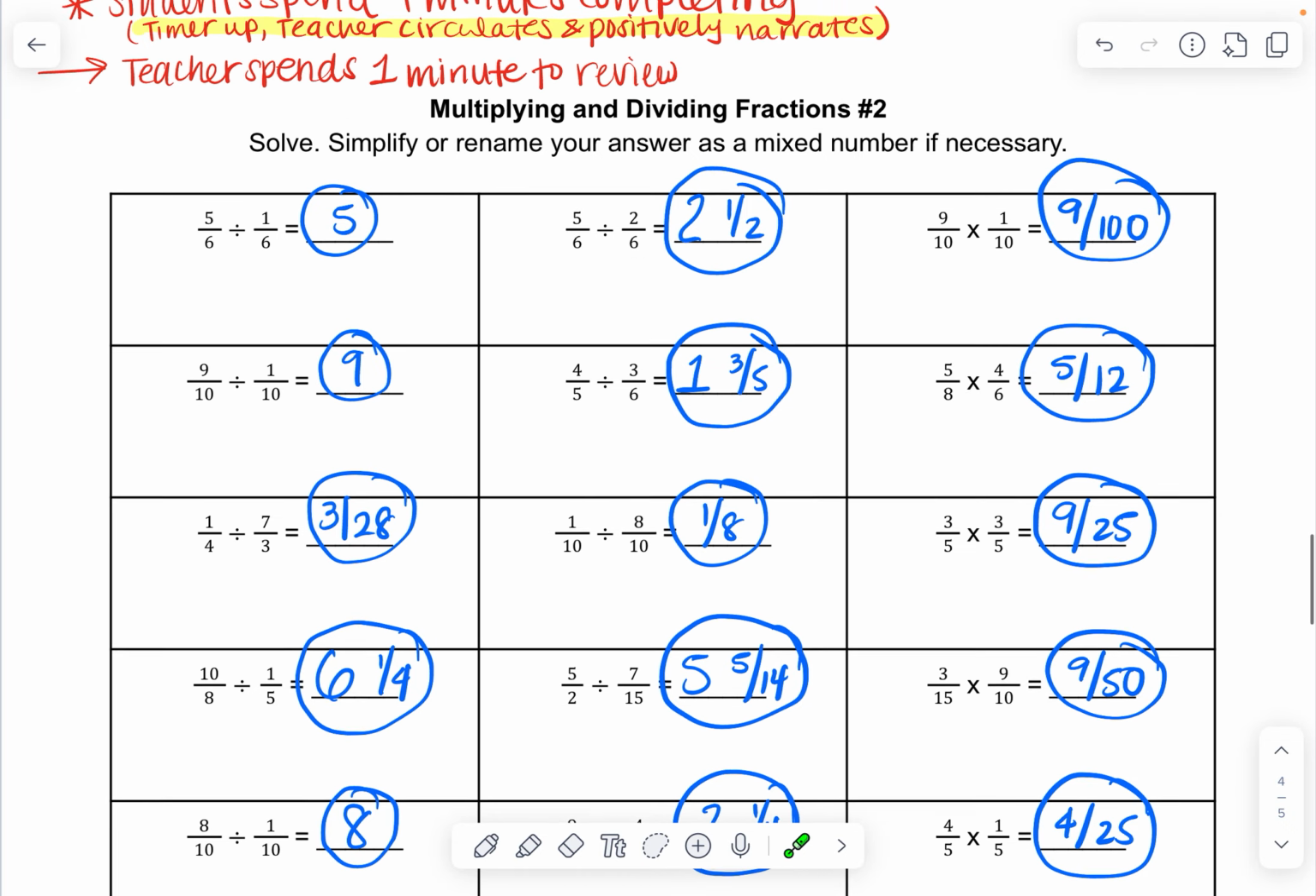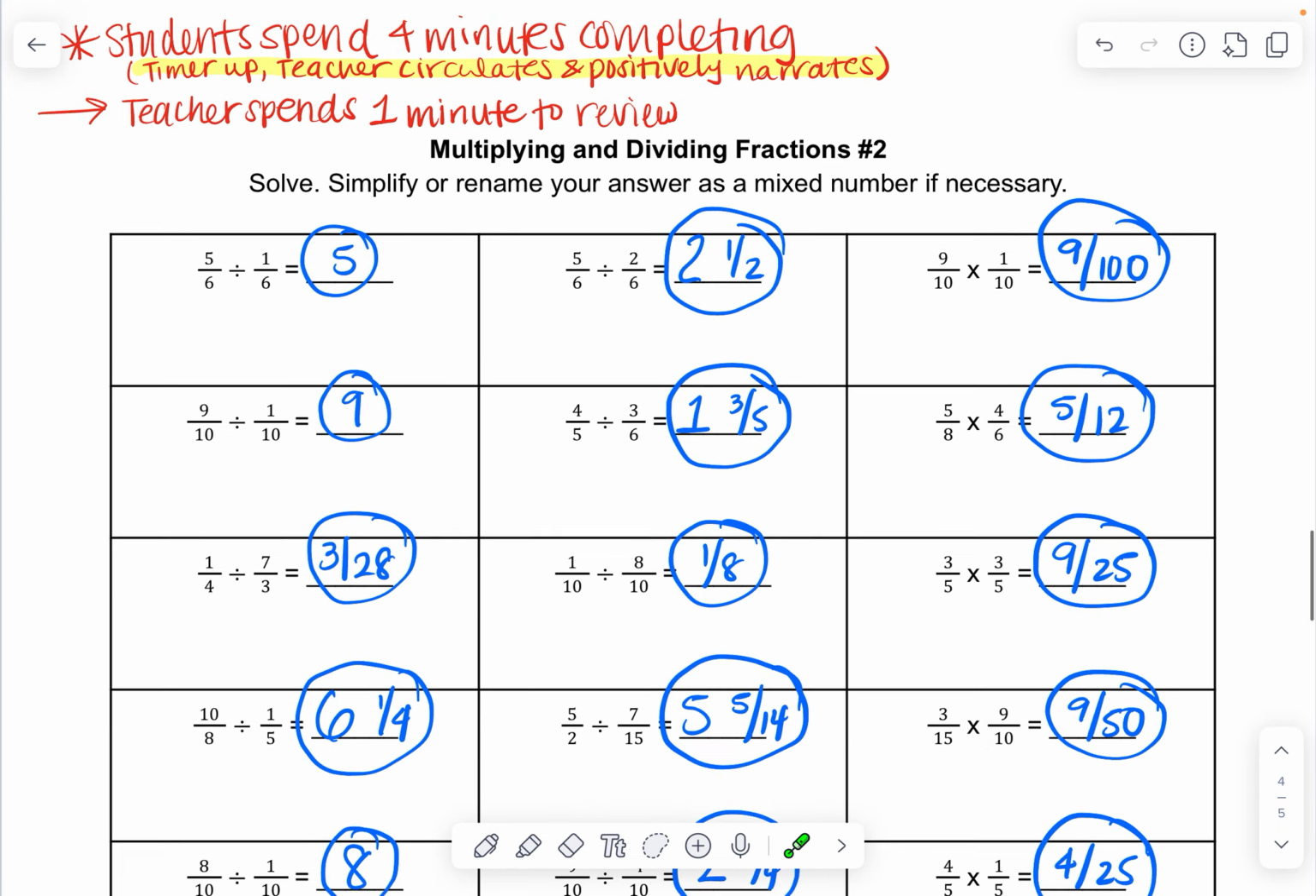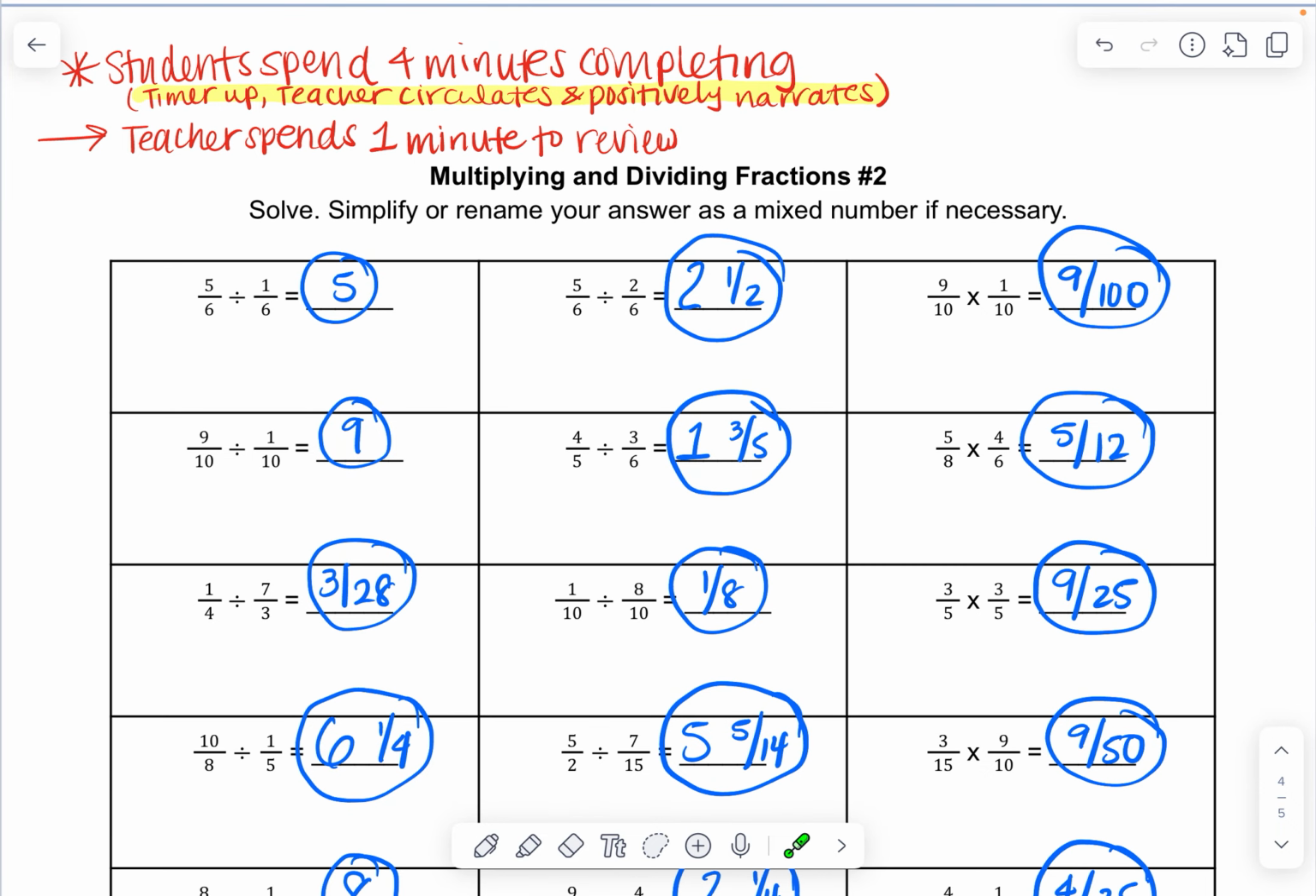And then for their fluency for the day, they are going to be multiplying and dividing fractions. You can choose which one you want them to work on for the day. Today's lesson is a lot of multiplication, so you may want them to work on division, or you may want them to practice multiplication for the entire day. Your choice. You may also want them to mix and match.